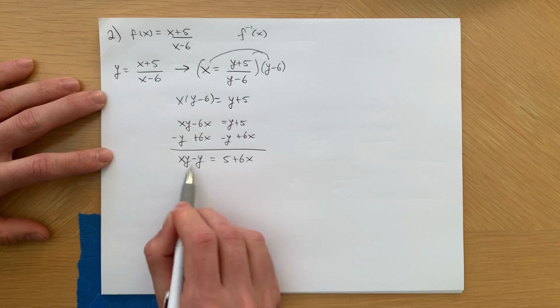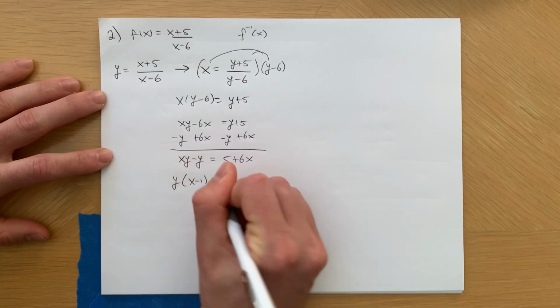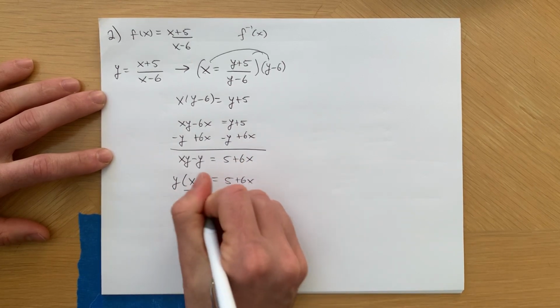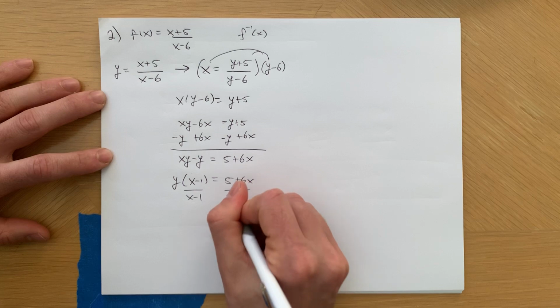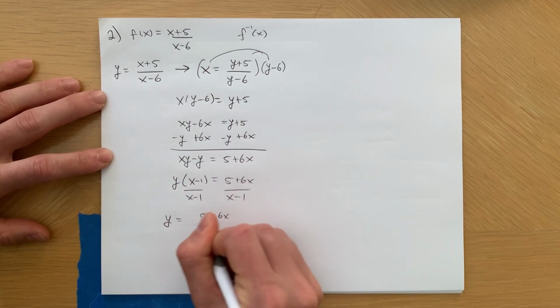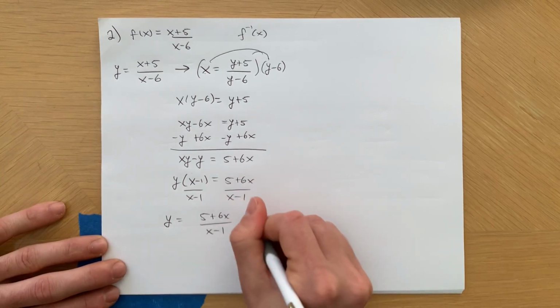So now there's a y here and a y here, so we could factor it out. Take out the y, and we're left with x minus 1. And then we have 5 plus 6x. And the last step is solve for y, so divide by the x minus 1. We're going to get y is equal to 5 plus 6x over x minus 1. And just like before, this y is f inverse of x.